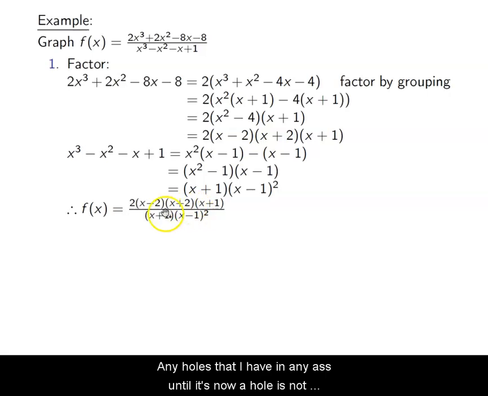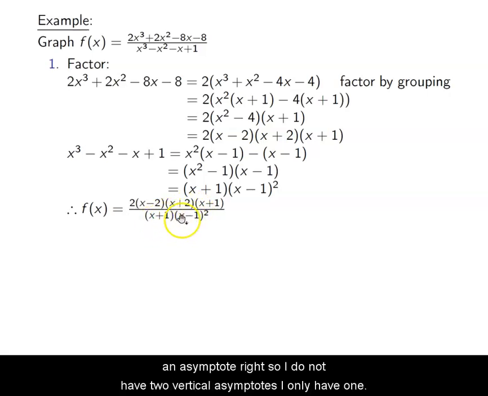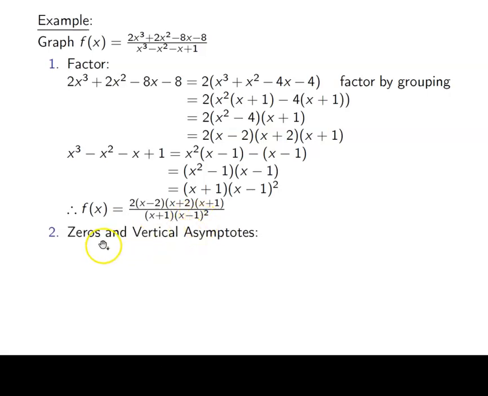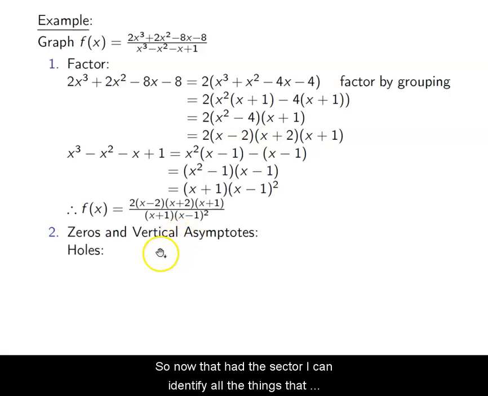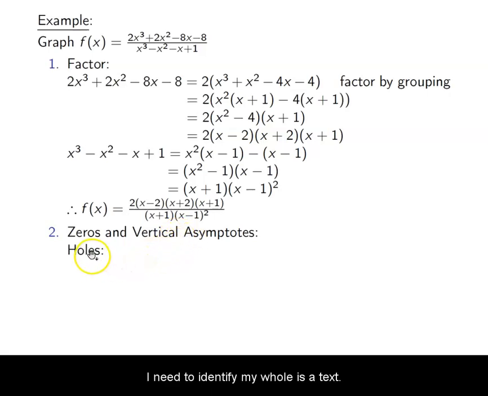Now, a hole is not an asymptote, right? So I do not have 2 vertical asymptotes, I only have 1, right? So now that I have this factored, I can identify all the things that I need to identify. My hole is at x equals -1, right?